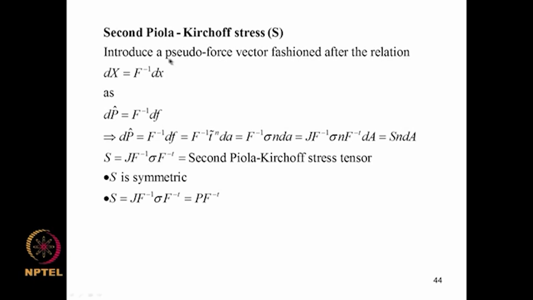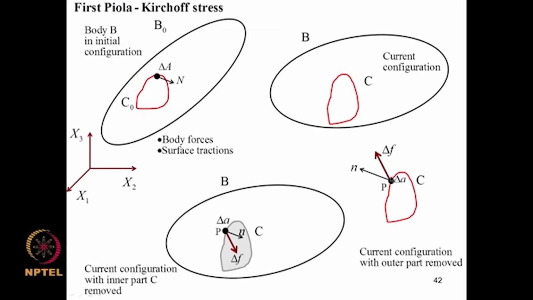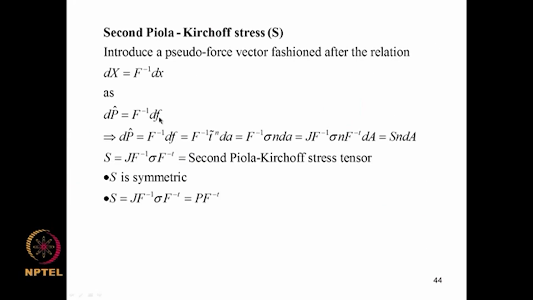Now here we introduce a pseudo force vector fashioned after the relation dX is F inverse dx. I define dP cap as F inverse dF. I have here this dF and I define with respect to the undeformed configuration another force vector. A line segment, which is again a vector, gets transformed through this relation. So using this, since force is also a vector, using the same transformation I define a force vector dP cap as F inverse dF.